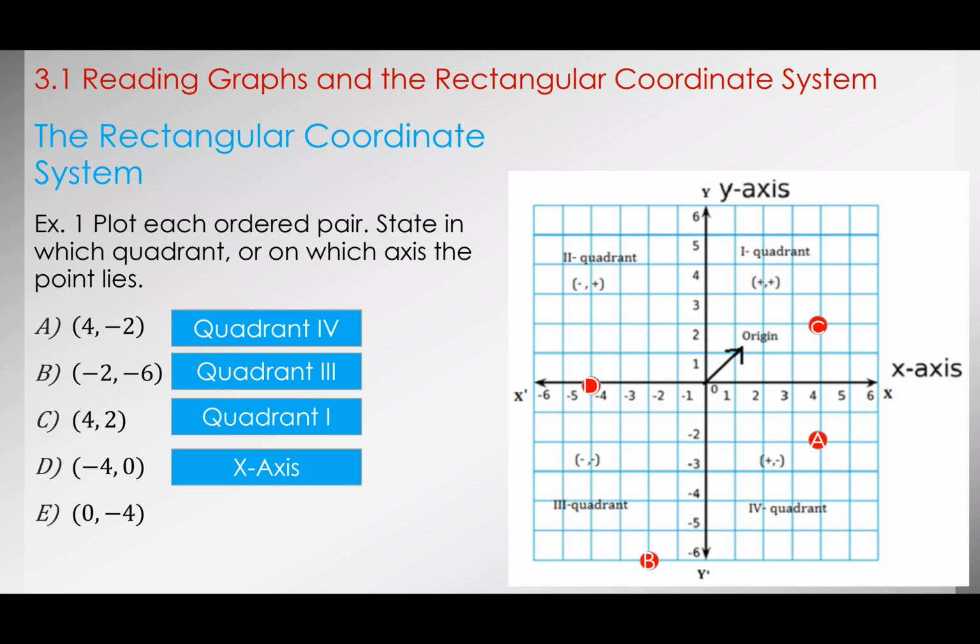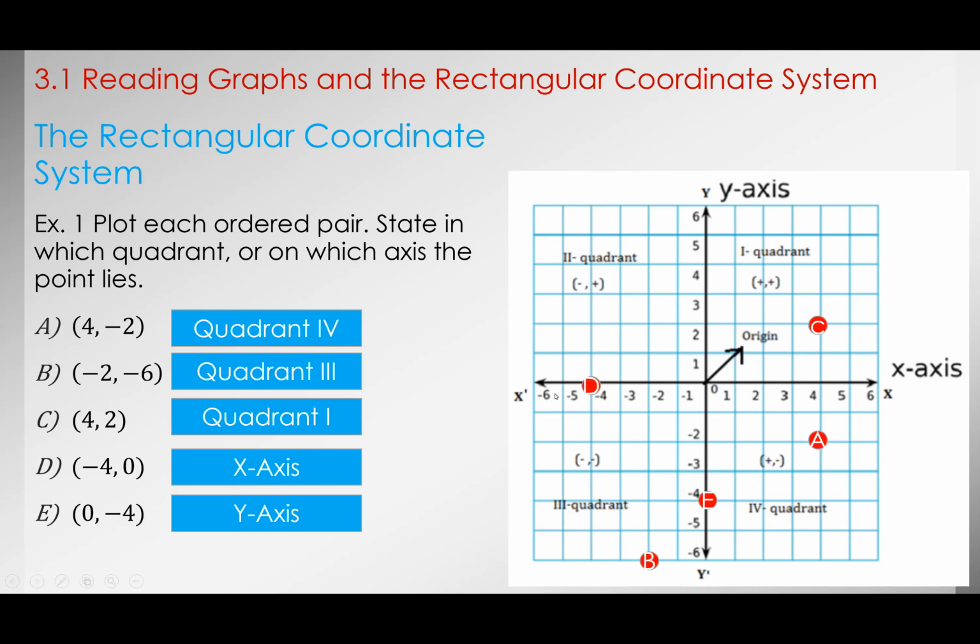And lastly, (0, -4). 0 tells me to stay in the center. -4 tells me to go down, which is E. Do you agree that 0 stays at the origin? -4 goes down, which is where E is at, and E will be on the y-axis. So hopefully this is not new. This is somewhat review for a lot of you, in that all we do is plug the point into your coordinate system or your Cartesian plane, okay?